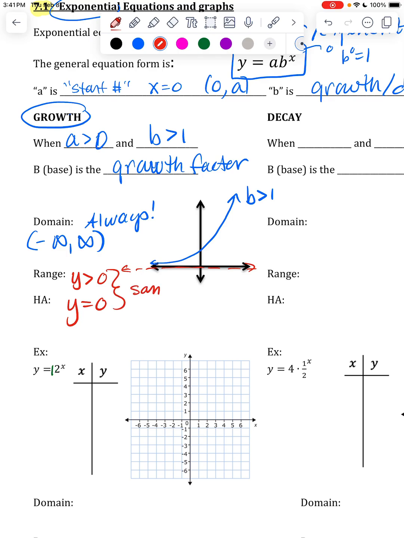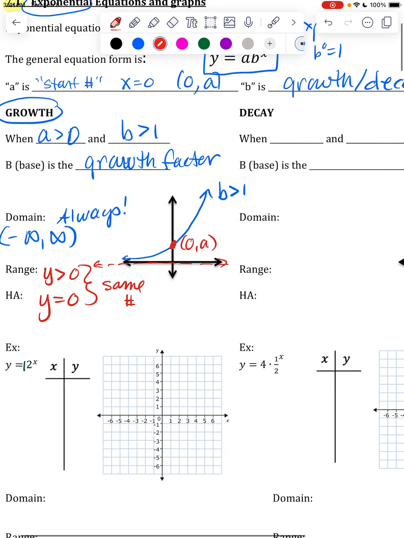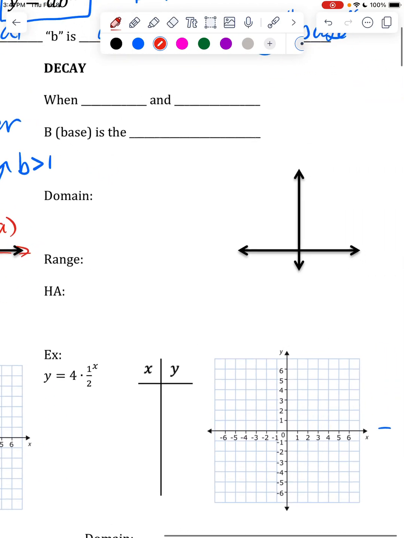So these two will always have the same number. So the graph is always over that. And then this point is that 0, A I talked about. The specific shape of it, like how fast it goes up and down, you'll figure out as you plug in numbers to your calculator in each specific question.